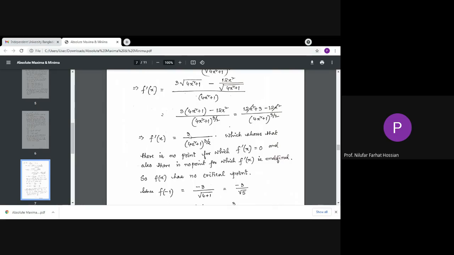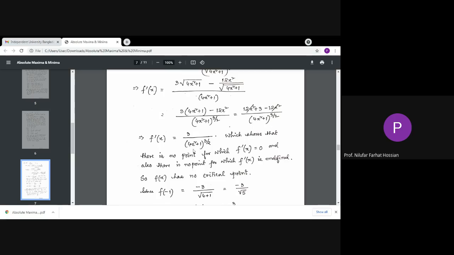So now check. For critical points, this derivative should be equal to 0, or this derivative should be undefined. That means it does not exist. And you see the lower part contains what? 4x square plus 1, which is a positive number, and it cannot be 0 because 4x square cannot be negative. It is always a positive number. So there is no possibility for any x which gives you the lower part 0. So for all values of x, f prime x is defined. It exists everywhere.